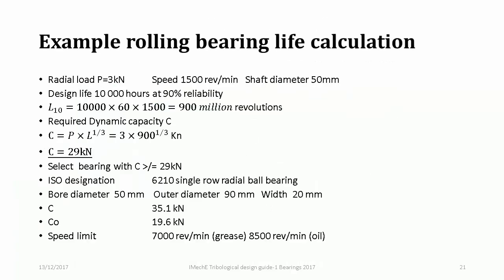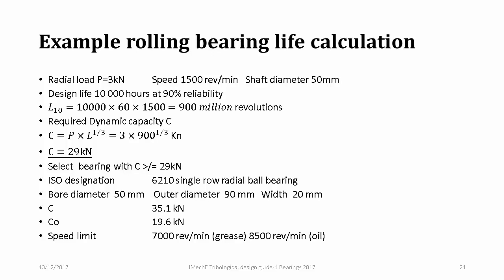So here is an example of a rolling bearing life calculation. I've assumed a radial load P of 3 kilonewtons, speed of 1,500 rev per minute, a shaft diameter of 50 millimeters, and a design life requirement of 10,000 hours at 90% reliability. That means we need an L10 of 10,000 times 60 times 1500, which comes to 900 million revolutions. Might sound an awful lot, but it soon accumulates.